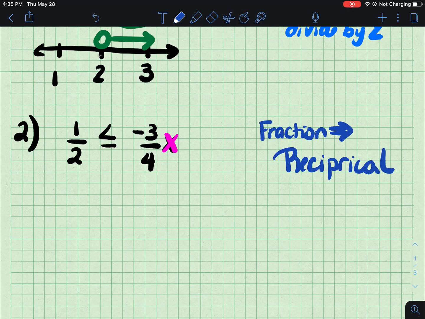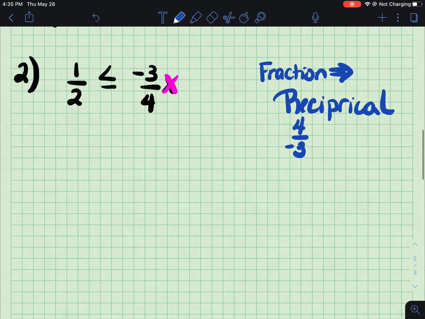I think I spelled it right. All right, so the reciprocal. What does that mean? We're going to flip it over. So the reciprocal of -3/4 is 4 over -3, or you can put the negative up top. It's up to you. So remember, what we do with this is we rewrite the problem so we have room.